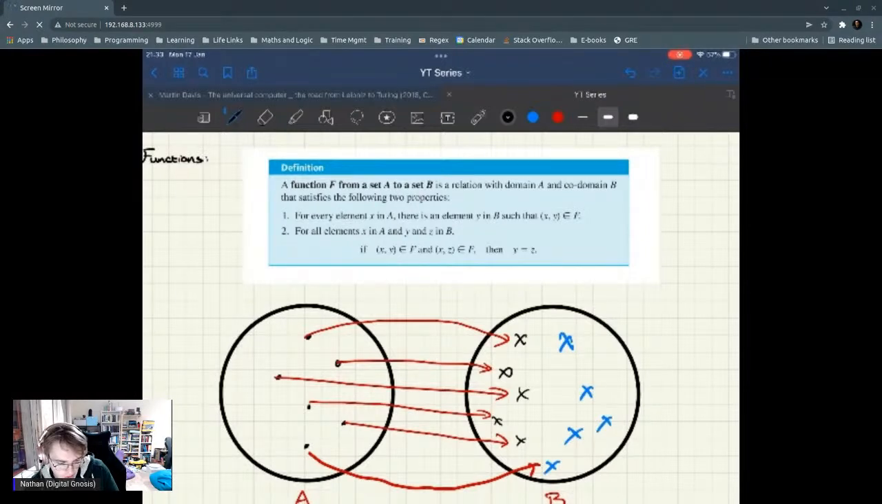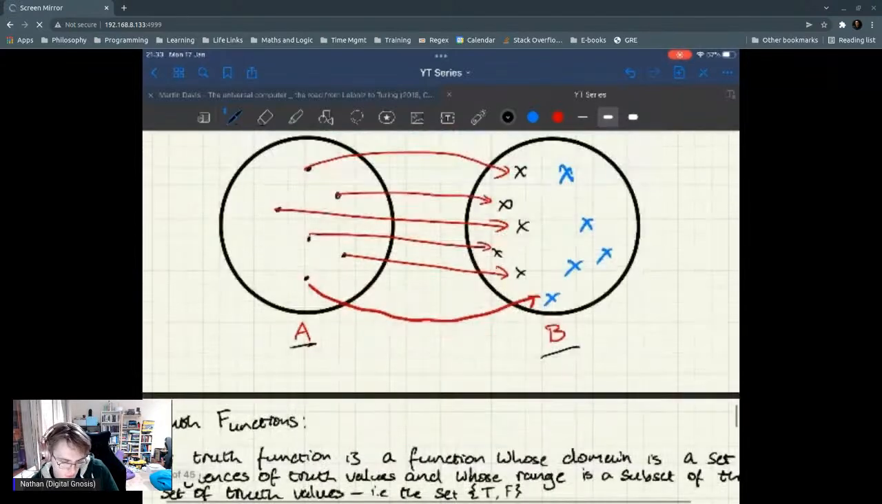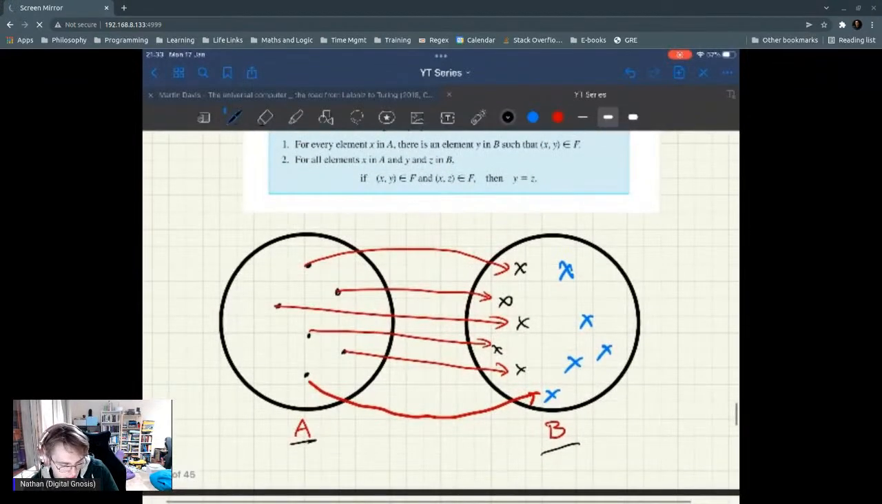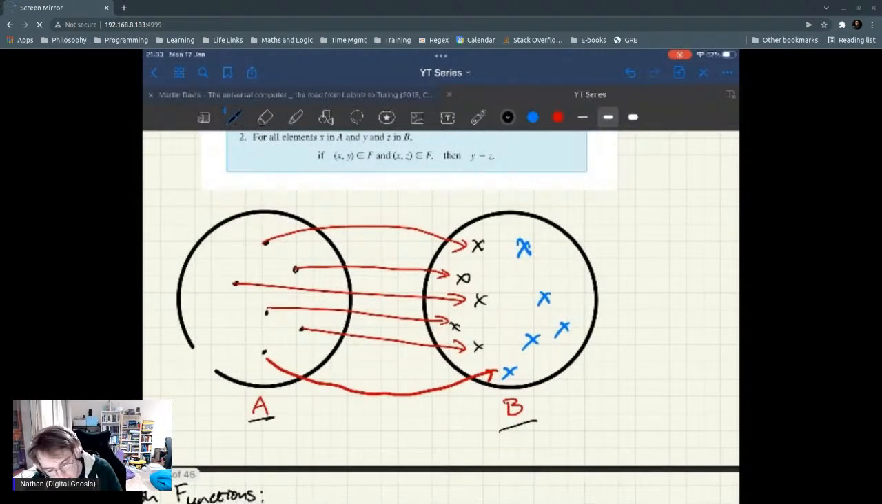So for every element x in A, there is an element y in B such that (x, y) is an element of f. So what you can see here is every single element that's in A has a mapping, right? There isn't an element over here that just stands undefined. Every single element over here is defined as being related to another element in B. But not everything in our codomain necessarily has to be mapped by a function.